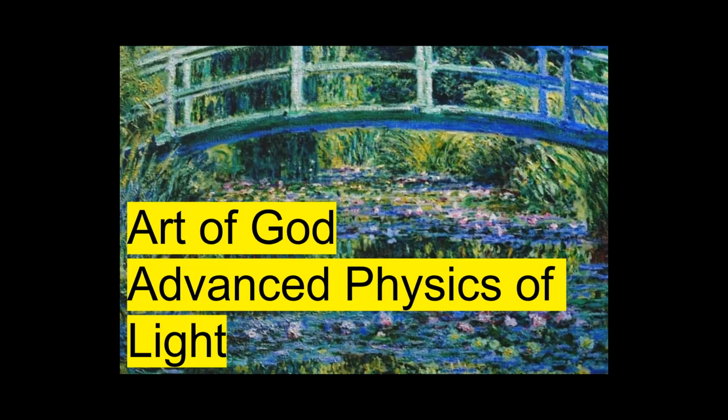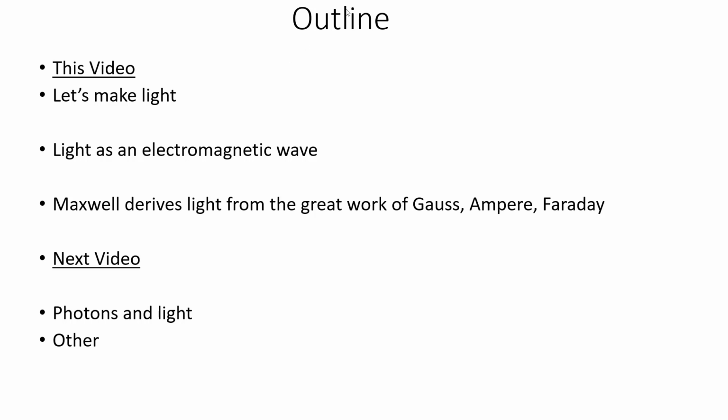However, we do know the wave nature of light. Here is my summary. Outline. 2 videos. This video, a video of light. Let's make light. Light is an electromagnetic wave. Maxwell derives light from the great works of Gauss, Ampere, Faraday. The next video we'll get into photons in light and some other really cool stuff.